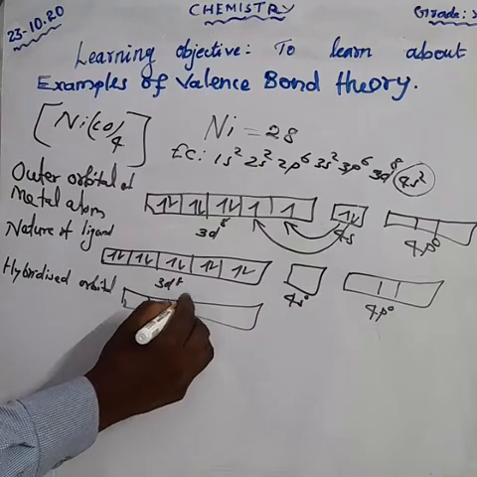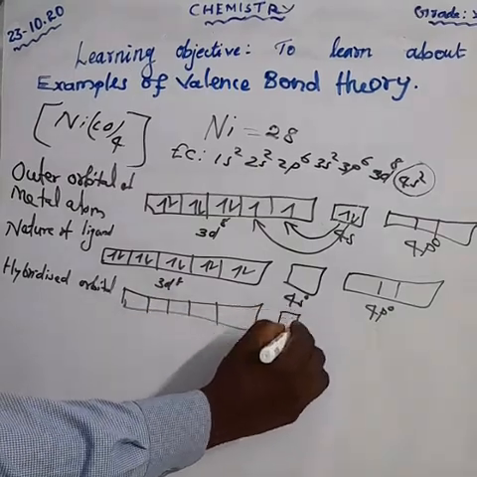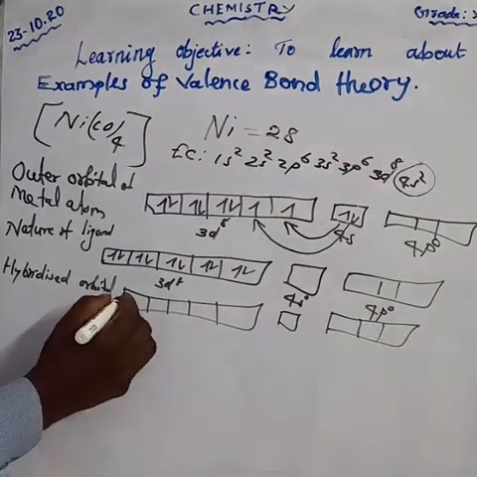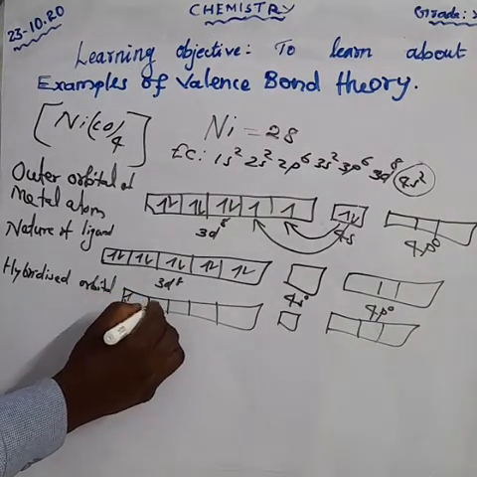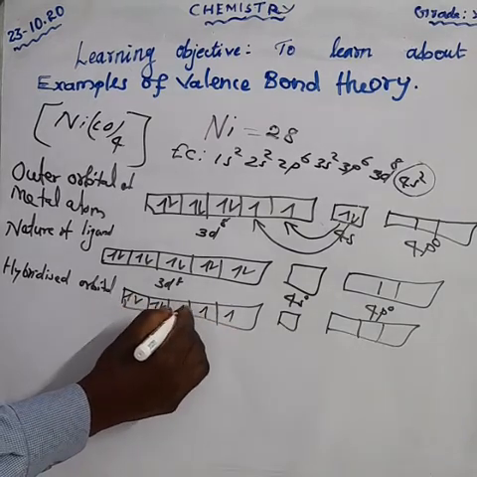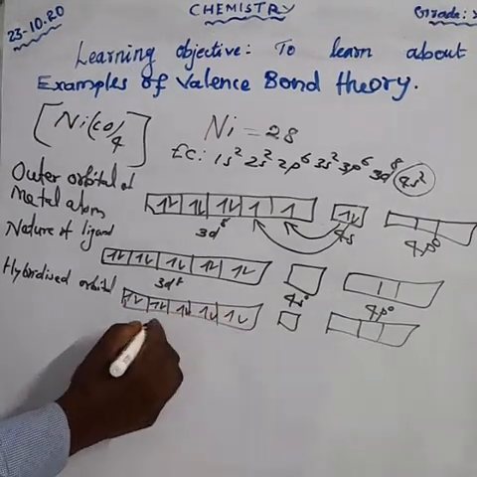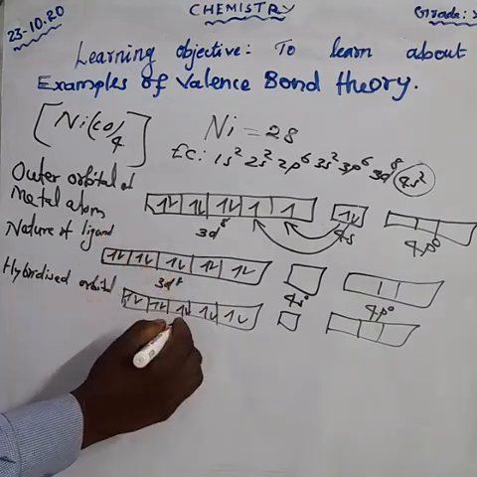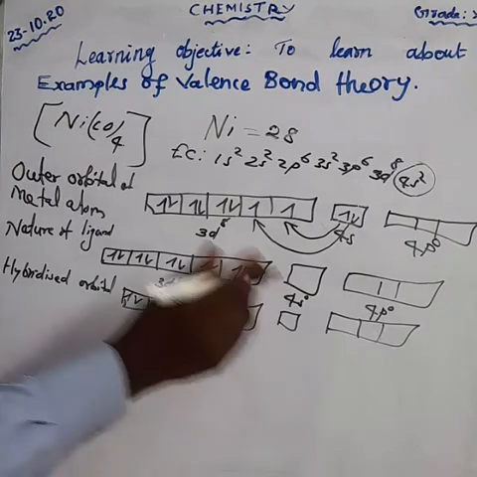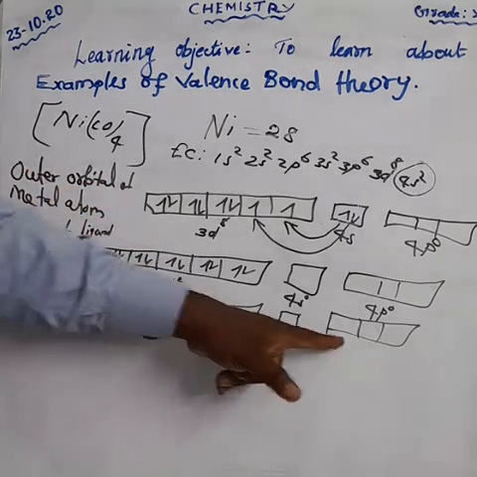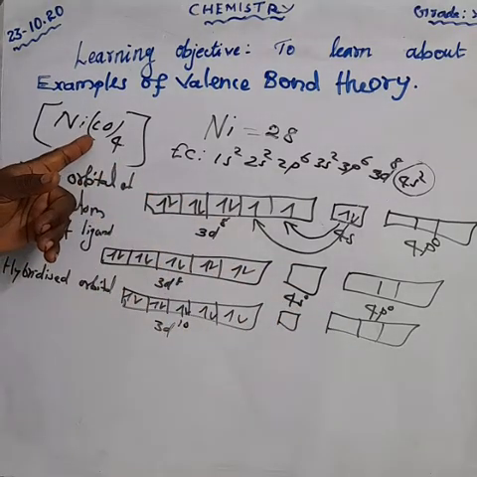The d subshell, 4s, 4p, am I right? In the 3d subshell, 1, 2, 3, 4, 5, 6, 7, 8, 9, 10. 3d is completely filled, that is 3d10. About the 4s, how many vacant orbitals are there? Here there are 4 vacant, and 4 ligands will be attached here.